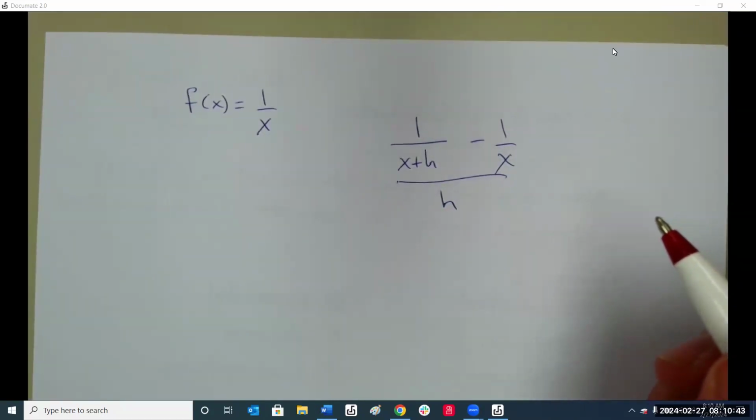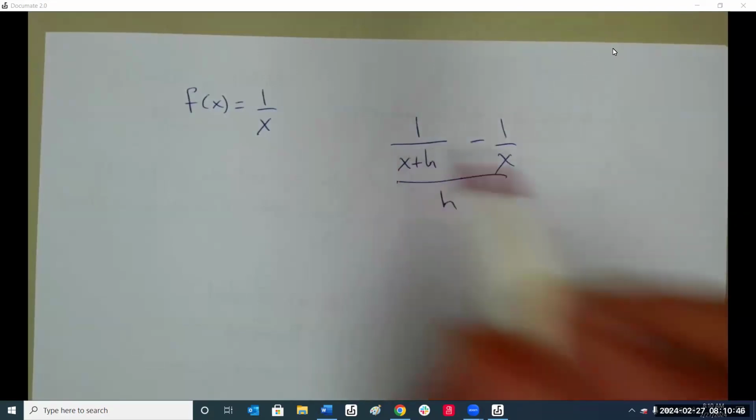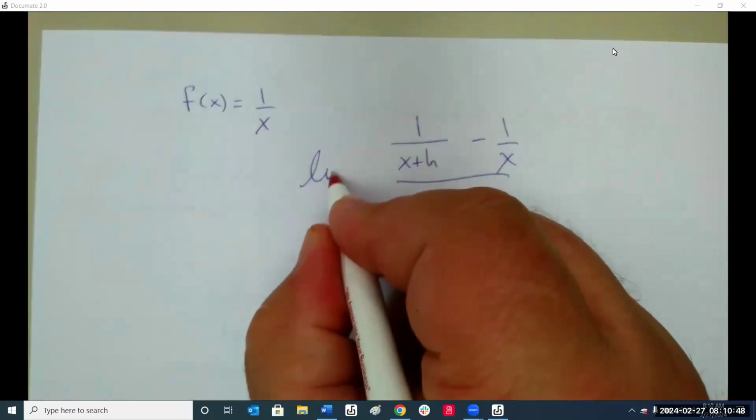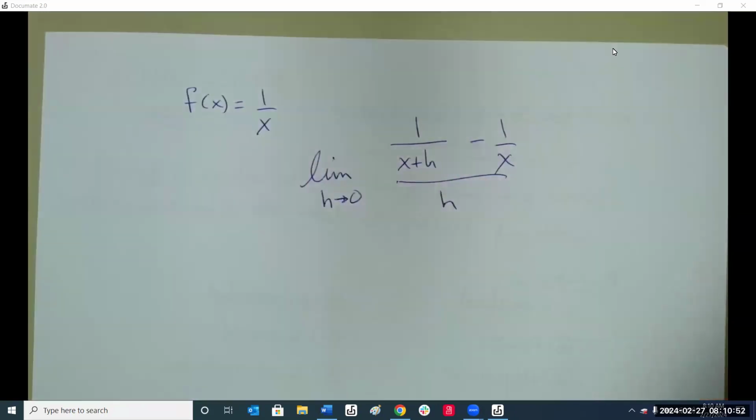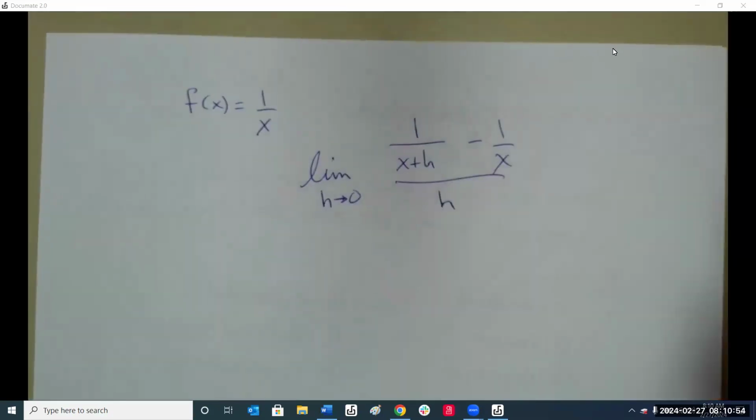It's not done yet. You forgot the whole limit part, because if you don't, you'll still have x's.